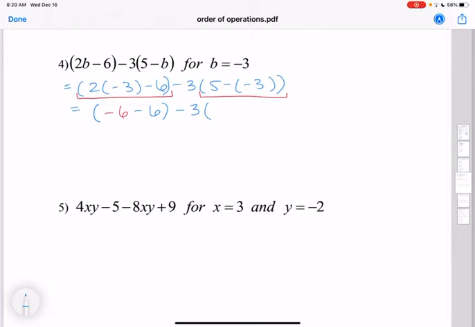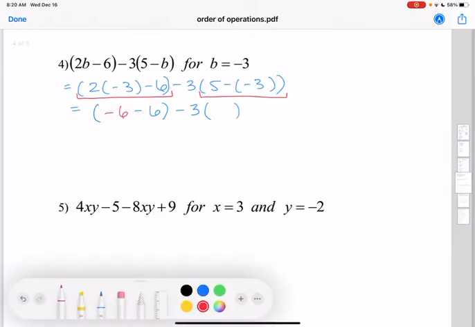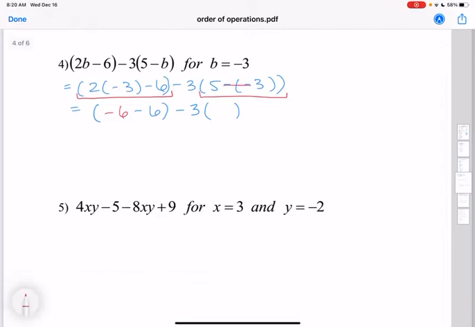Here's our next set of parentheses. Remember, minus and minus I can change to one giant plus, right? So here it goes. Minus, minus, one giant plus. 5 plus 3, I get 8. All right, hopefully that wasn't too much at once.